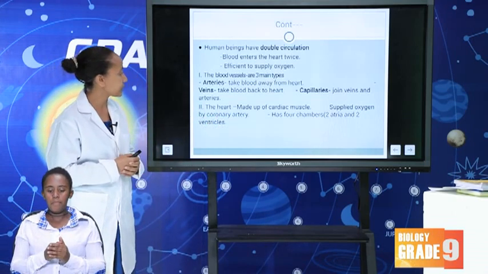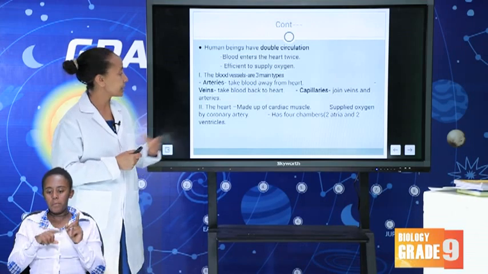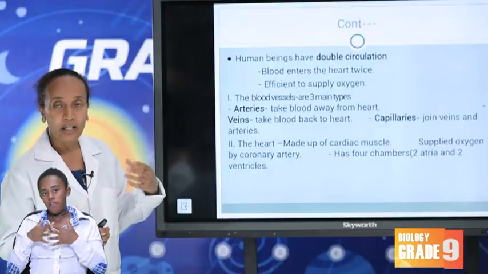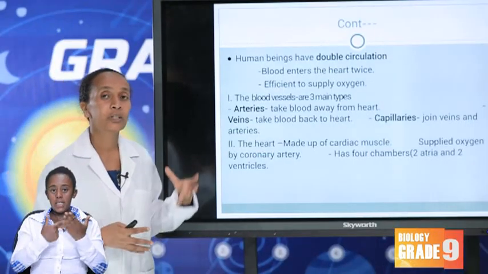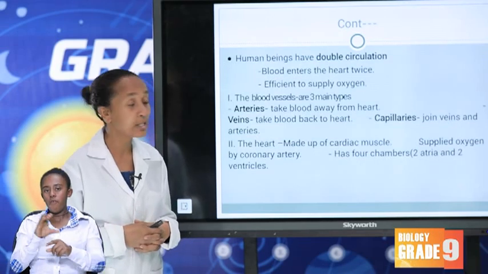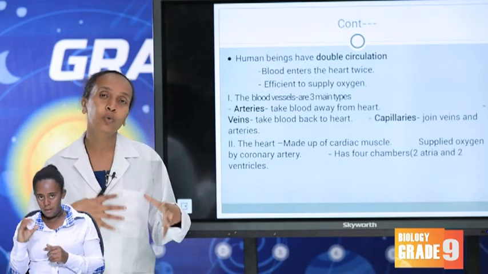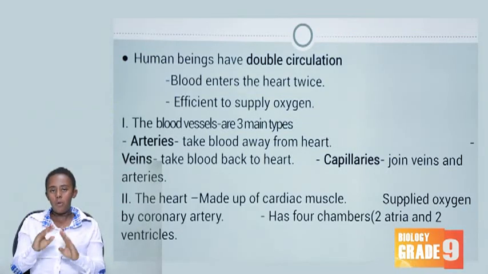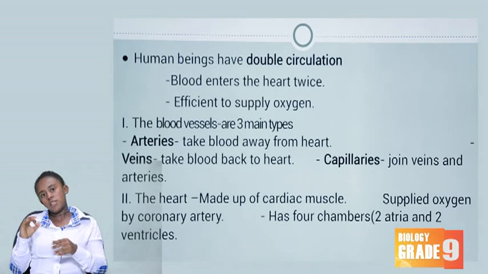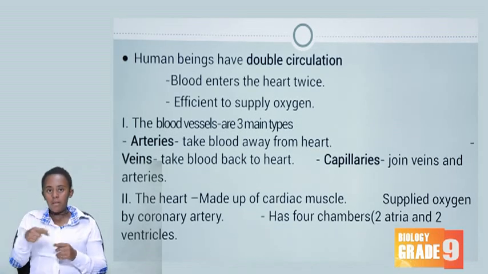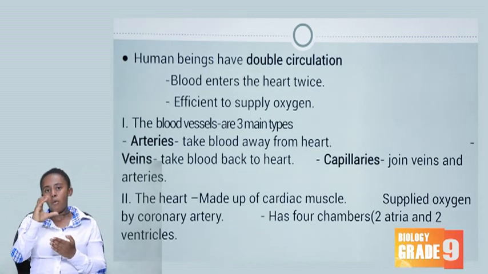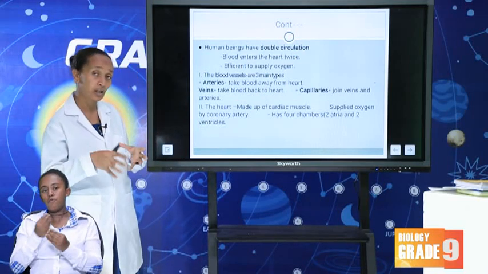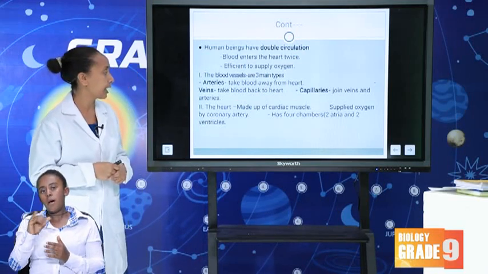When we come to the second component, the heart, as we said, it is the pumping device of our circulatory system. This device is made up of a special type of muscle known as cardiac muscle. The cardiac muscle contracts and relaxes continuously to allow the heart to perform its function. The heart itself is supplied with nutrients like oxygen and dissolved food products by the coronary artery.